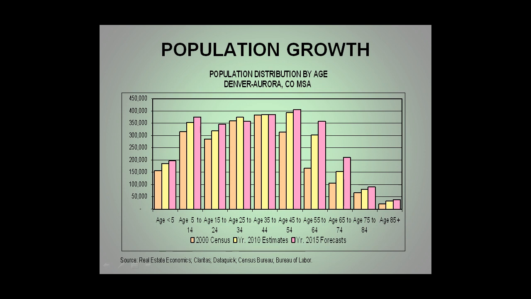We want to show population growth specifically here to analyze the age 55 to 64 category. That's an age bracket that's going to go from about 160,000 in the year 2000 census to about 302,000 in 2010 and over 350,000 by 2015. This should create tremendous opportunities in age-targeted and age-restricted programs.